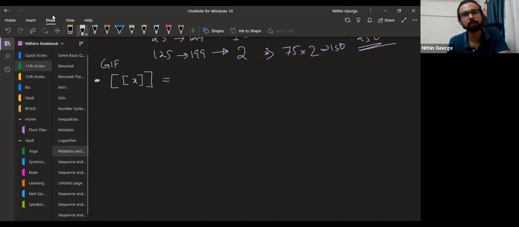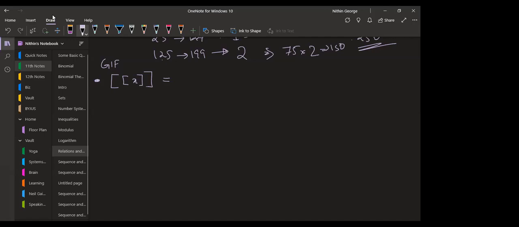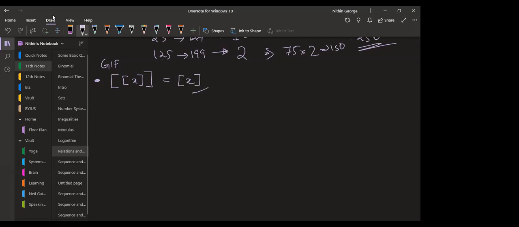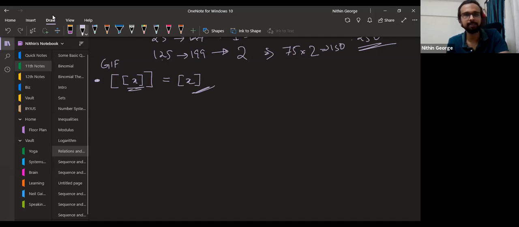So integral part of integral part of x. Correct. Very good. All right. Guys, you have to understand that this is an integer, integral part of x. And the integral part of any integer will be that same integer itself. Okay, that's the idea here. Next. What about this? Quickly.